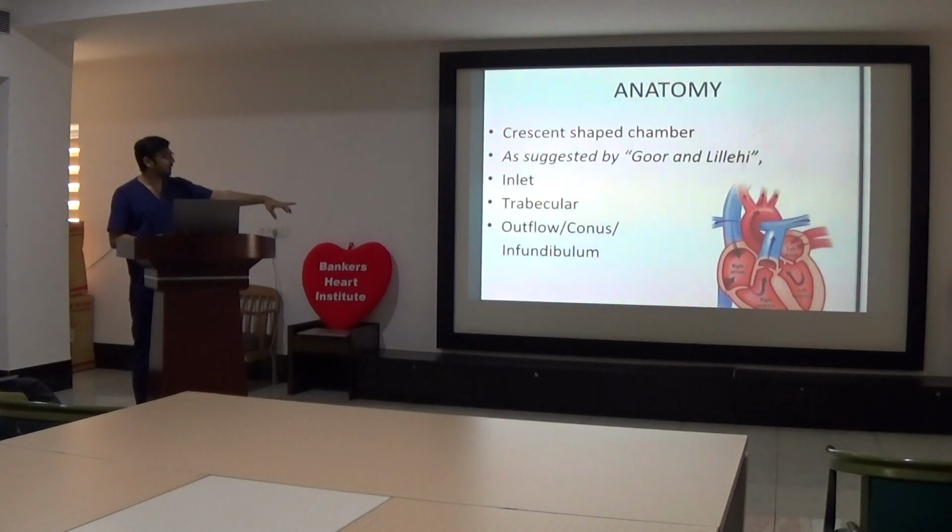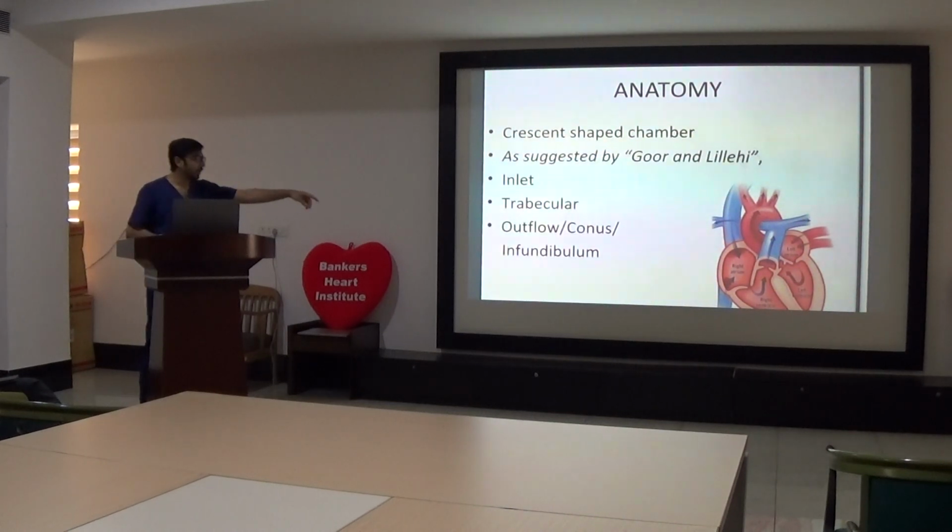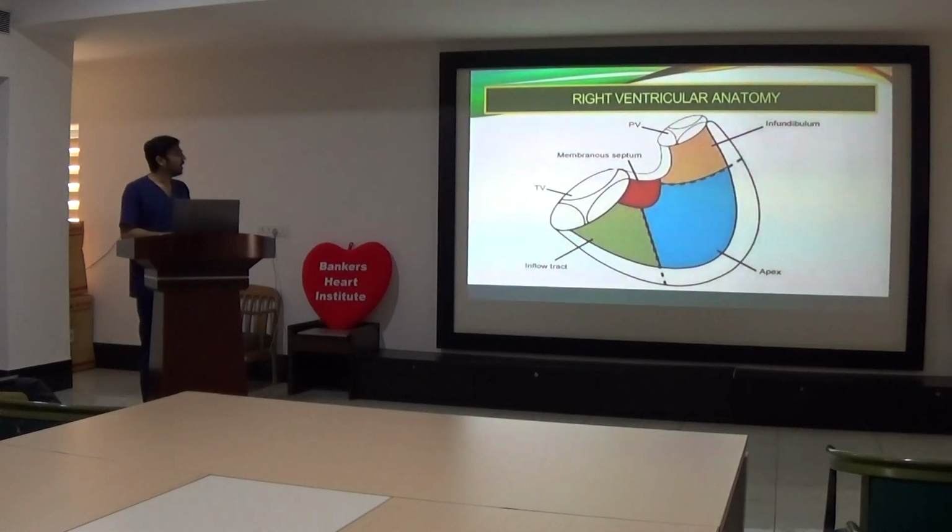So, there are three structures: inlet, outlet, and trabecular. The inlet portion is the tricuspid one, the trabecular portion is the apical portion, and the outflow is known as infundibular. So the structure is tricuspid, with three leaflets. They are connected with the papillary muscle, with the right ventricle and the muscular trabeculated part, and then the outflow structure is connected to the pulmonary artery.